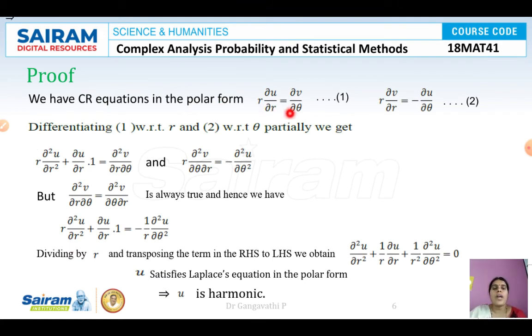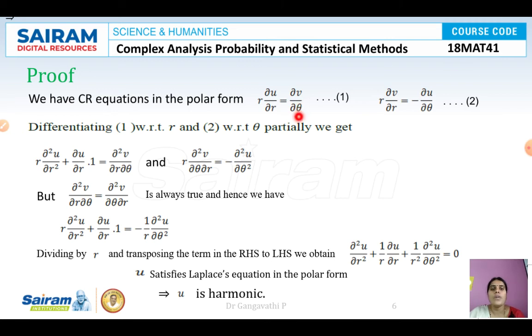Consider the CR equations in polar form, which are given by r dou u by dou r is equal to dou v by dou theta, and r dou v by dou r is equal to minus dou u by dou theta. Call them equation 1 and equation 2. Now differentiate 1 with respect to r and 2 with respect to theta partially. When we differentiate the first term with respect to r, we need to apply the product rule. r is one function, dou u by dou r is the second function. So first function as it is, differentiation of the second function, that is dou u by dou r, with respect to r is dou square u by dou r square, plus the second function dou u by dou r as it is, differentiation of r is 1.